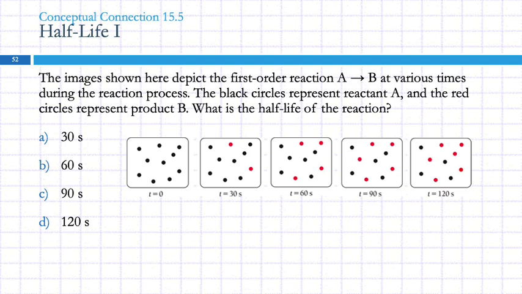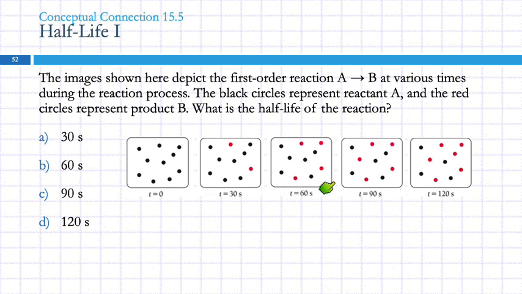So these images are depicting a first order reaction where A goes to B at different times. The black circles are A, the red circles are B, or whatever you made them into. And they're asking, what's the half-life of the reaction? So we started with how many black circles? 10. There's 10 black circles. What would be true at the half-life? It'd be half of 10, 5, right?